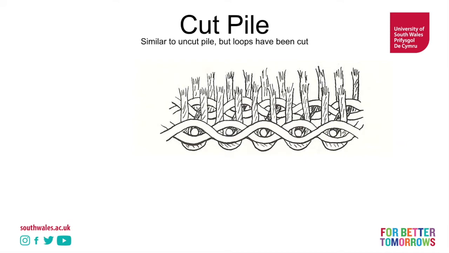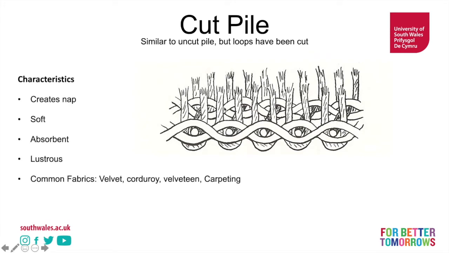Now, a cut pile is the exact same as a loop pile, except the tops of the loops have been cut. So it gives you a kind of bushy surface. Now, what that does is it creates a nap. Now, a nap is a textured surface on a piece of fabric that runs one way. So that means that nap has very specific characteristics. You'll often find it in things like leather, or suede, I should say. Now that has a naturally occurring nap, but cut pile fabrics will have a nap that has been created, things like velvet, corduroy, velveteen, and carpeting. Again, absorbent, very lustrous.